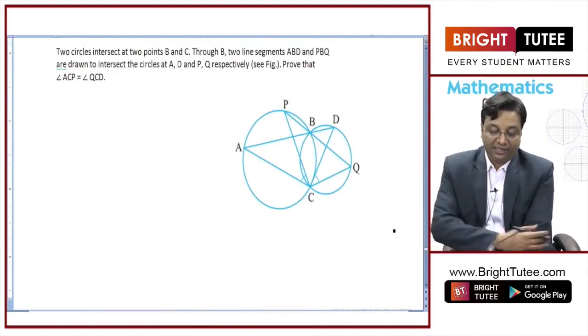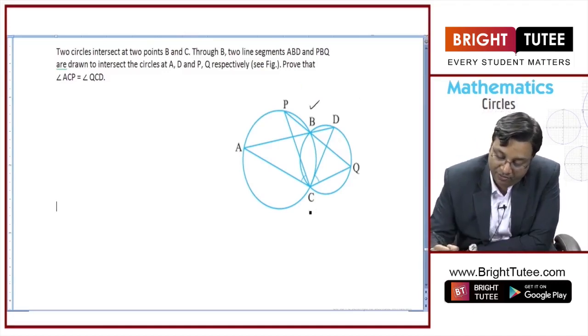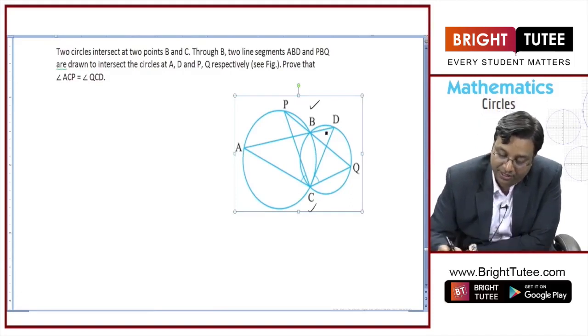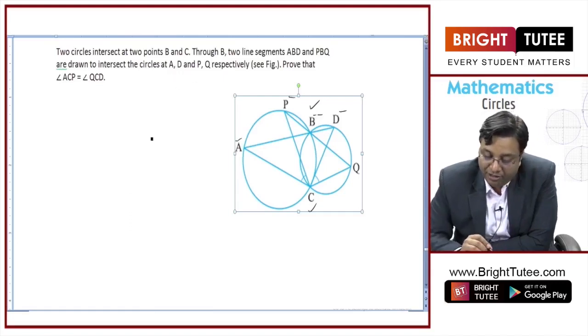This looks a difficult diagram, but let us read the question, because generally the difficult looking diagrams are very simple. So two circles intersect at two points B and C. Okay, these are the two points of intersection. Through B, two line segments ABD and PBQ are drawn. Okay, this is ABD and PBQ, to intersect at A, D, P, Q, right? We can see it in the figure.